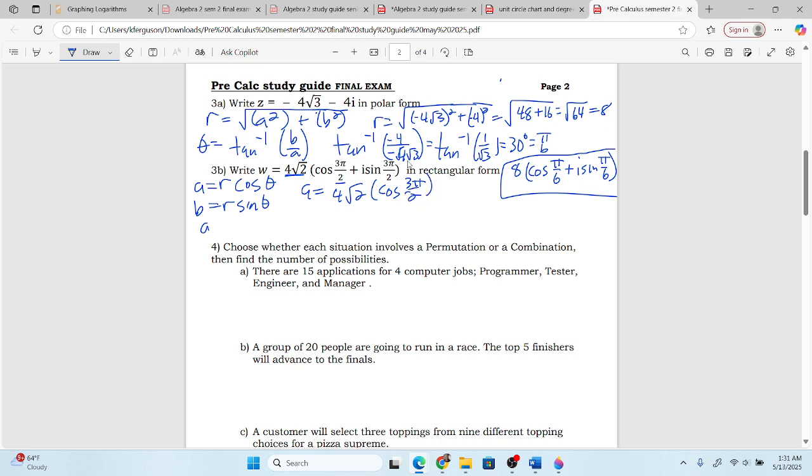So I'll take my unit circle and I look up 3 pi over 2. 3 pi over 2 is 270 degrees. And so if I look, cosine of 270 degrees is 0. Sine of 270 degrees is -1. So that's going to be a equals 4 times the square root of 2 times, cosine was 0. So a equals 0.